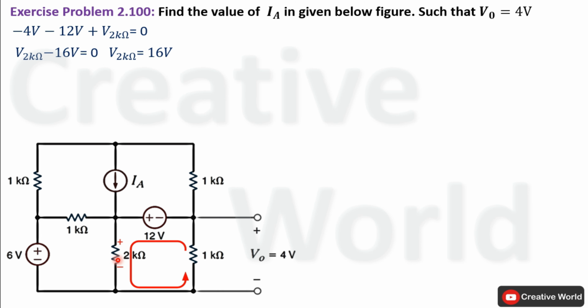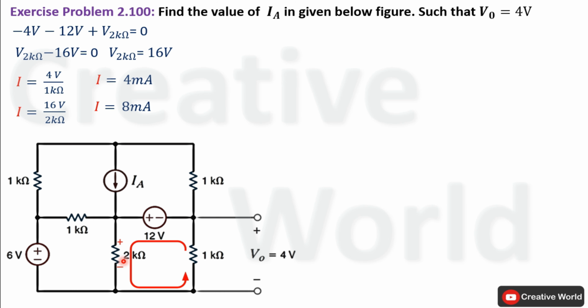Now we know the value of voltage across this resistance and this resistance as well, so we can calculate current through these resistances using Ohm's law. Current through this resistance will be equal to 4 volt divided by 1 kilo ohm, so the value of current will be 4 milliampere. Similarly, current through this resistance will be equal to 16 volt divided by 2 kilo ohm. It will become 8 milliampere.